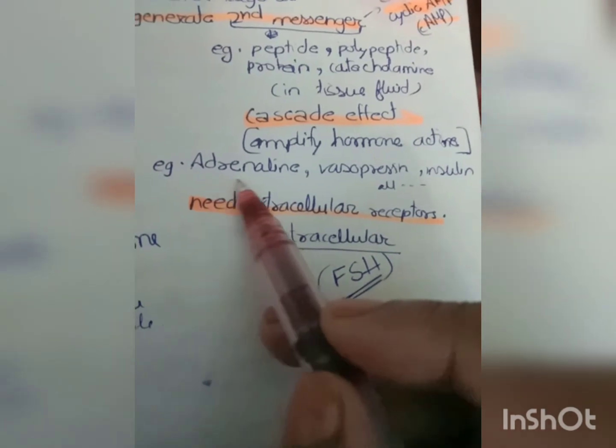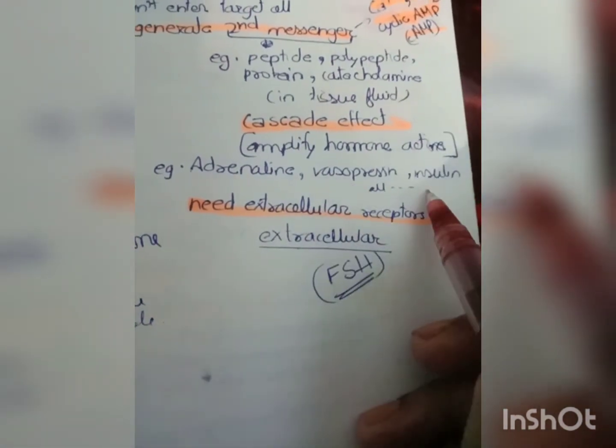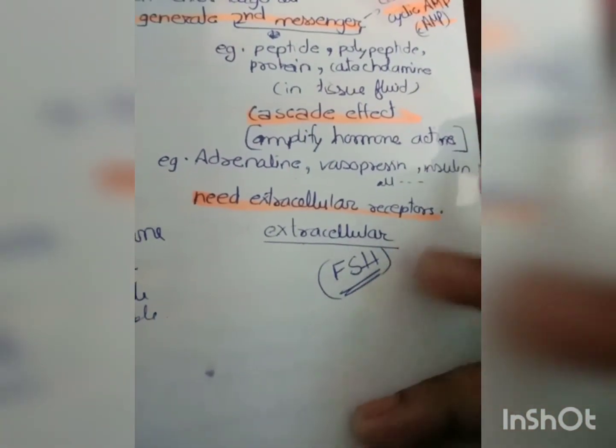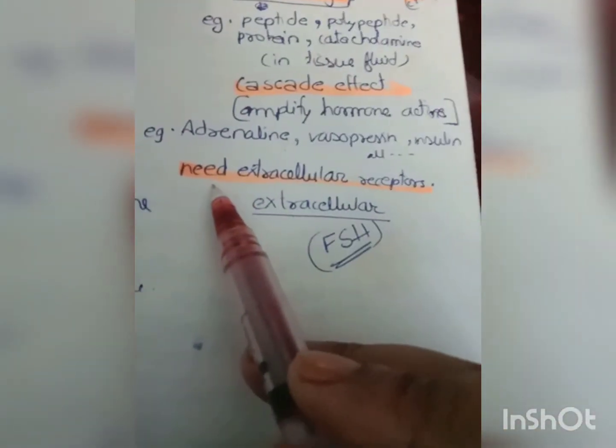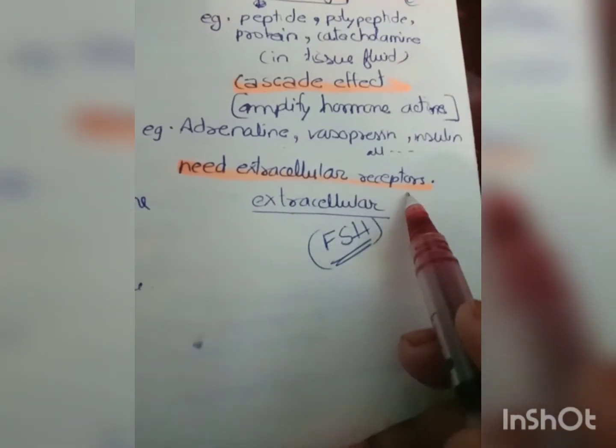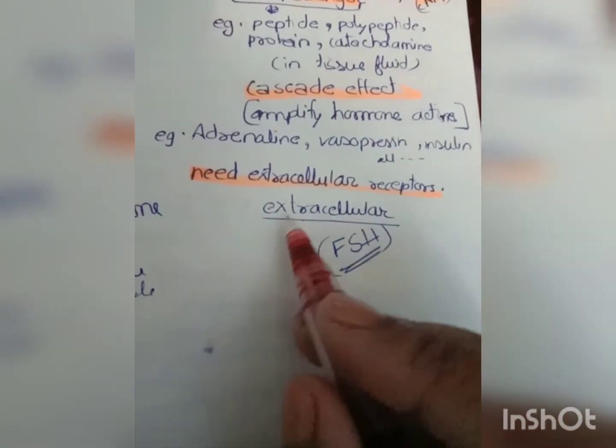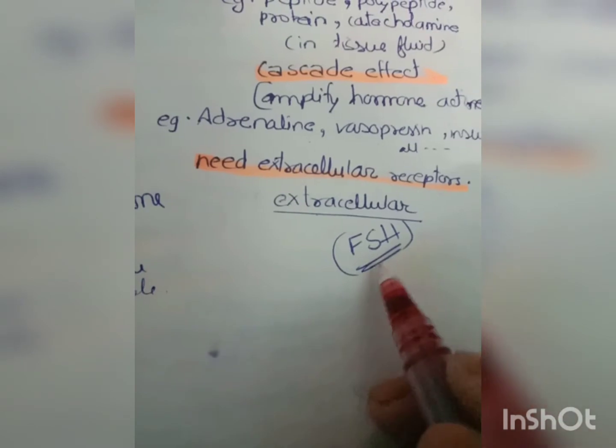Now, examples are adrenaline, vasopressin, insulin, and all other hormones which are peptide hormones. There are many in this category. Now, they need extracellular receptors also. The example of an extracellular receptor is FSH.